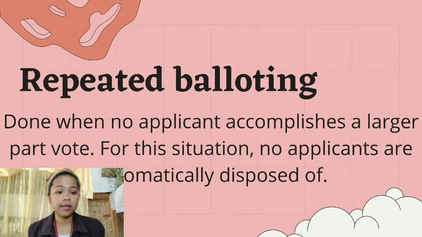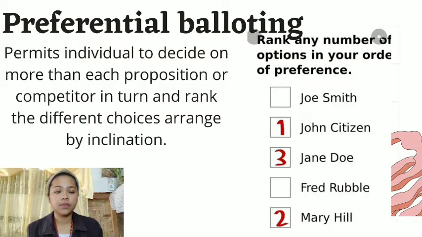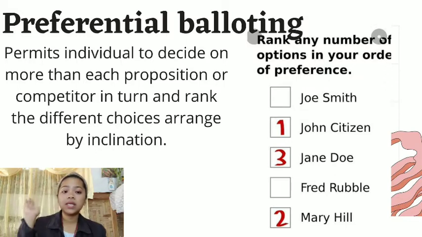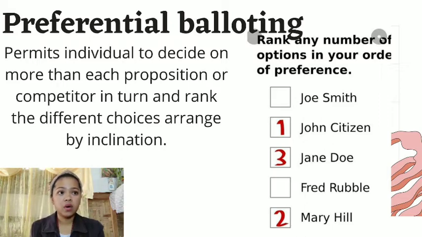Now let's go to the second balloting, and that is the preferential balloting. It permits an individual to decide on more than one position or candidate in turn and rank the different choices arranged by preference. So this might be an example of preferential balloting: rank any number of options in order of preference. So you are going to put your first choice, the second choice, and the third choice.